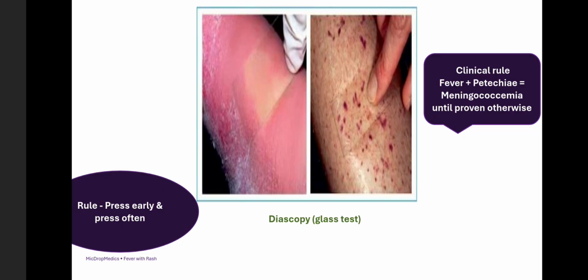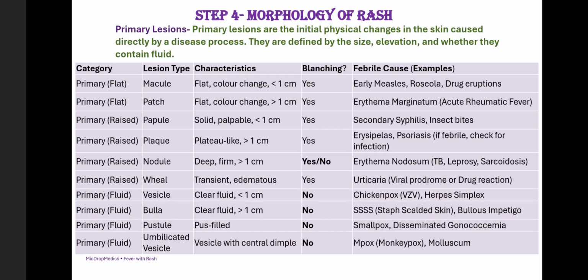Another rule to live by is that blanching is a snapshot, not a permanent state. A patient can walk in with a blanching viral exanthem that can evolve into a non-blanching purpura as the patient crashes into DIC. So the rule is, don't just press, press early and press often. Next, step 4 is to look at the morphology of the rash, which is like reading the landscape.